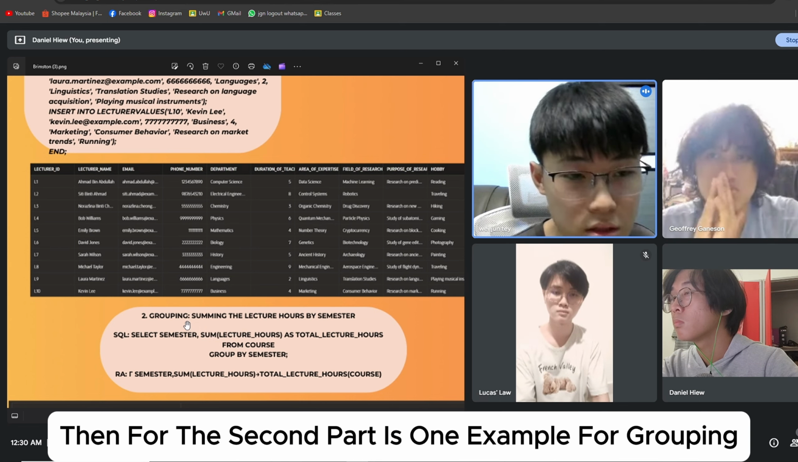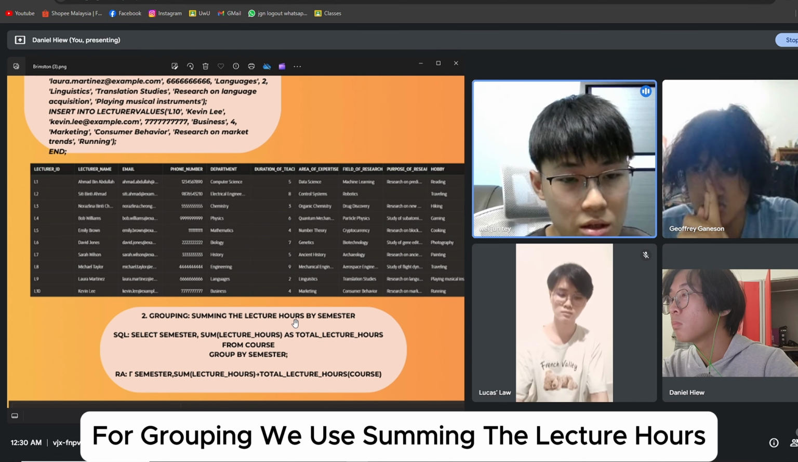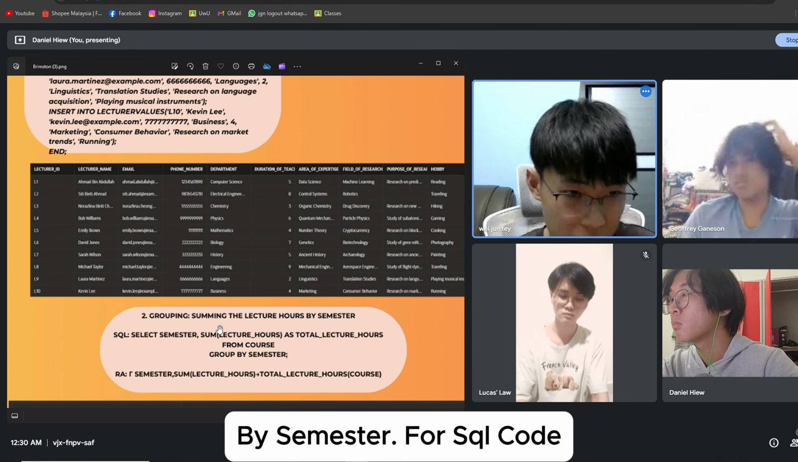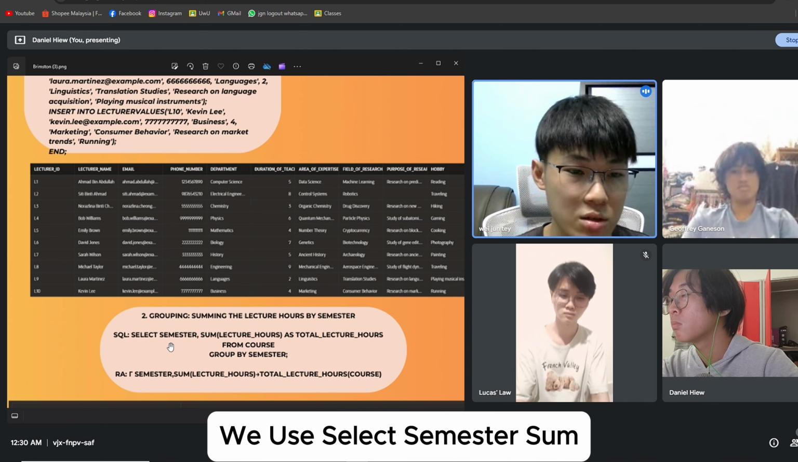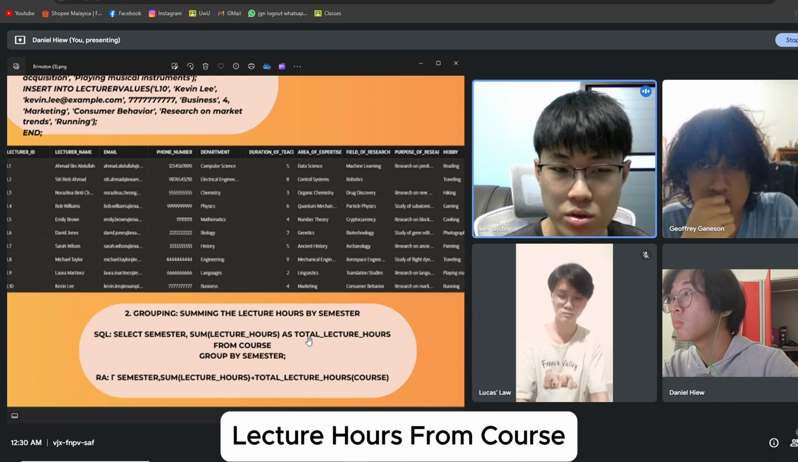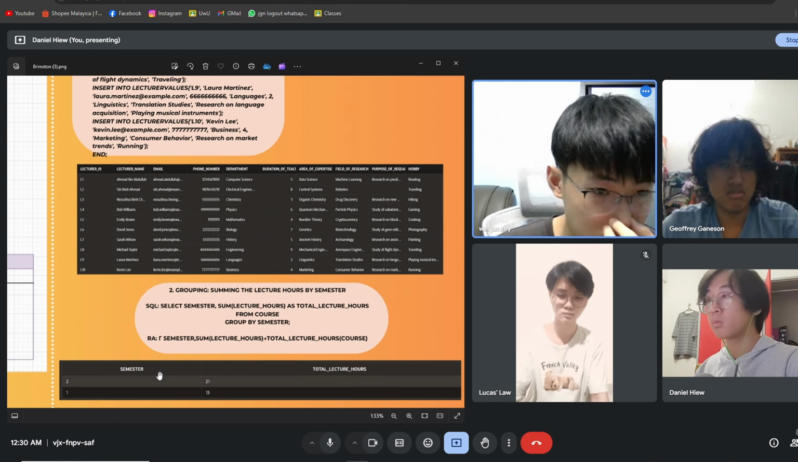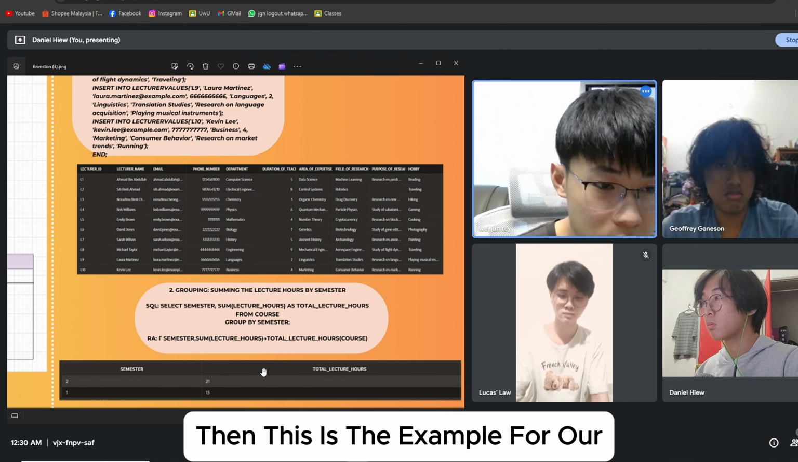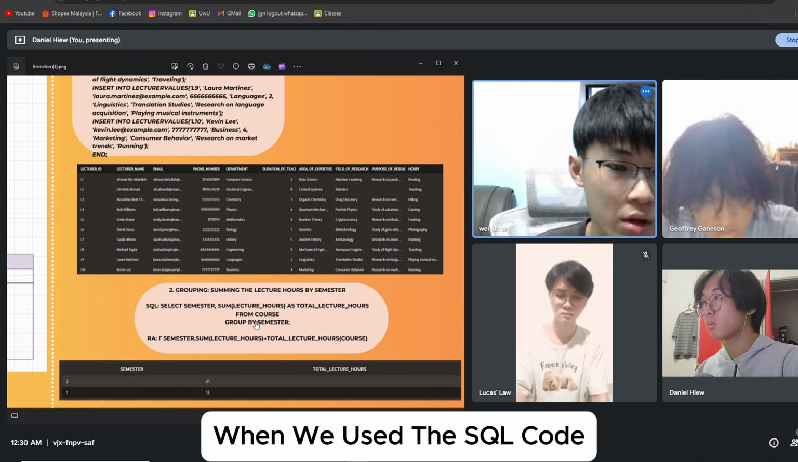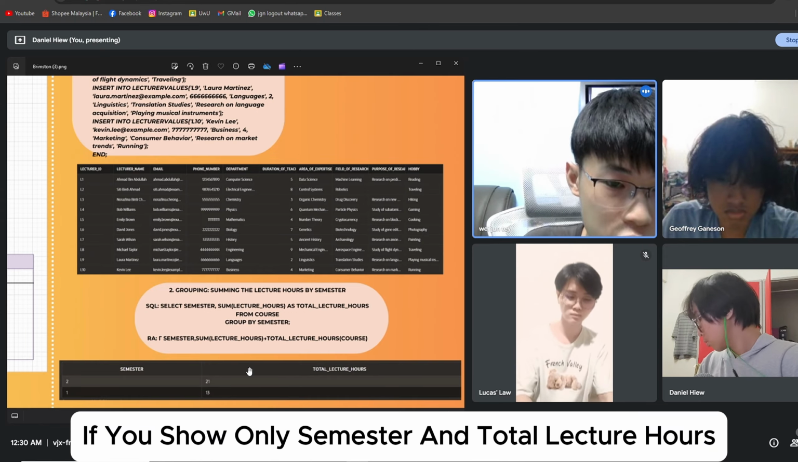Then the second part is one example for grouping. For grouping, we use summing of the lecture hours by semester. For the SQL code, we use select semester, sum lecture hours as total lecture hours from course. So that will show an output like this, and this is an example of when we use the SQL code for grouping. Then we show only semester and total lecture hours.